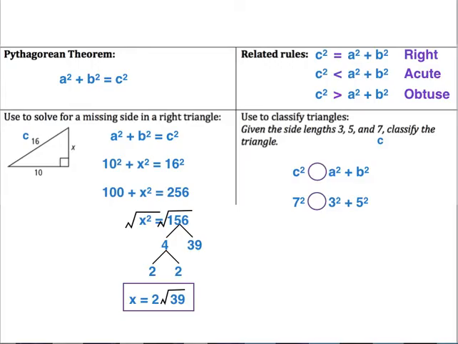You could simplify that. 7 squared is 49, and then 3 squared plus 5 squared is 34. Oh, 49 is greater than 34. So that tells us we would fill the circle in with a greater than sign. If c squared is greater, then it's obtuse. It is an obtuse triangle. You are done classifying it.